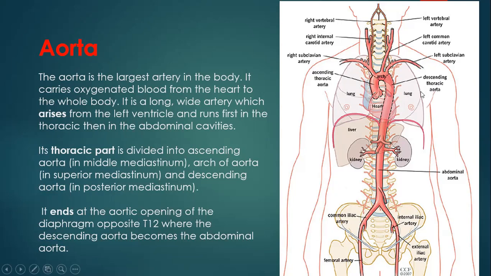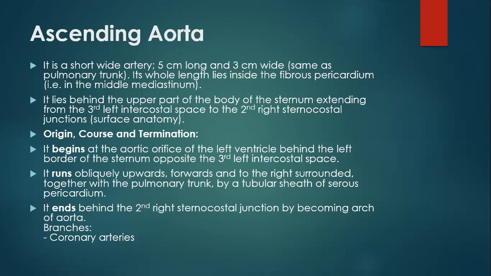So the end of the descending thoracic aorta will be at the level of T12, because it opens into the diaphragm at the level of T12. So it ends at the aortic opening of the diaphragm opposite T12, where the descending aorta becomes the abdominal aorta. As I said, the descending thoracic aorta becomes the abdominal aorta at the level of T12, where it pierces the diaphragm and goes into the abdomen.